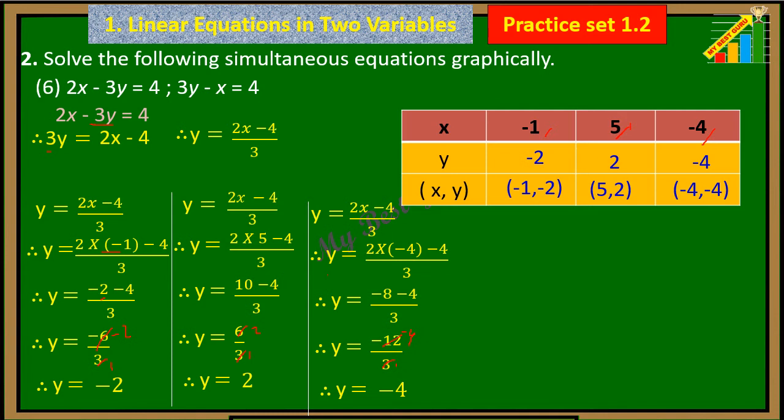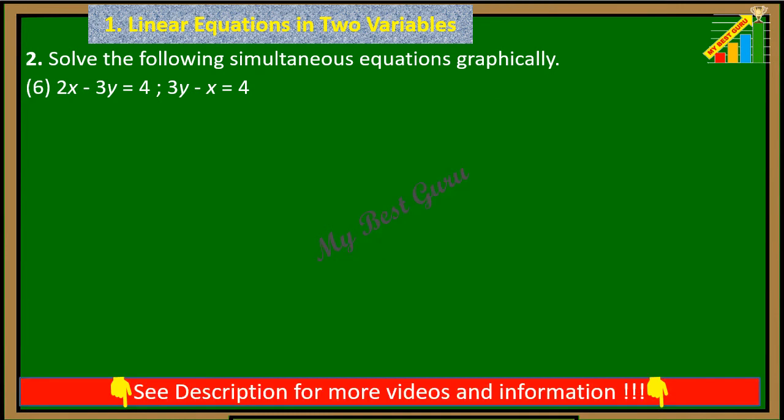So the coordinates are -4, 4. Now equation number second: 3y minus x is equal to 4. This is your equation number second. Now we will find out the value of y from this equation.